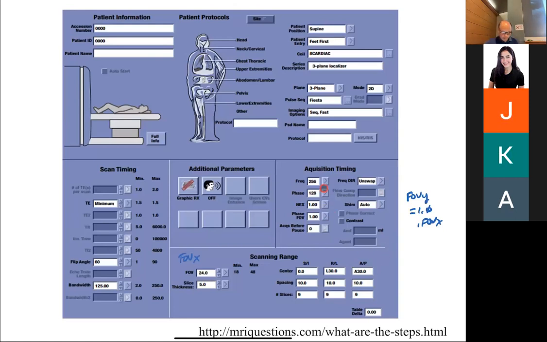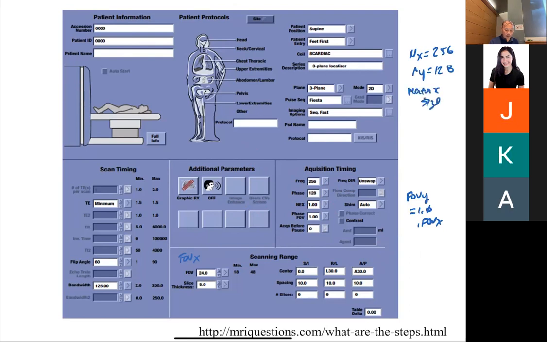And then there's nothing here about resolution, is there? I don't see anything about resolution, but I see this frequency and phase, okay? The frequency is 256 and the phase is 128. That's sort of saying I want 256 voxels in the x direction, and I want 128 voxels in the y direction. Okay, so that's also what's called the matrix size.